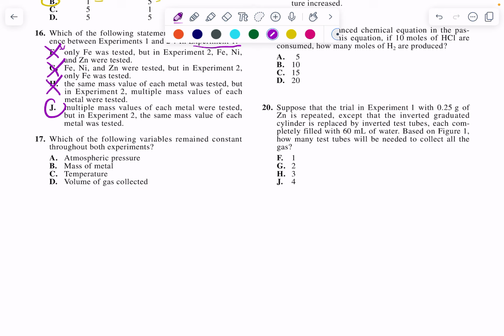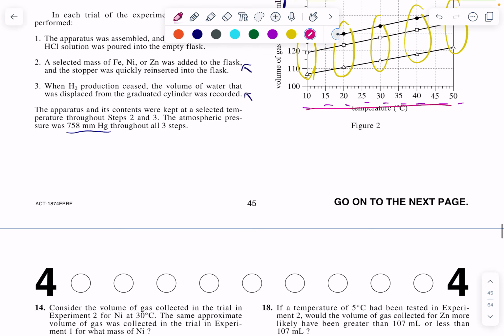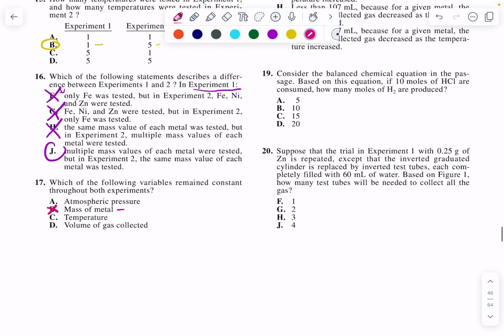Okay, number 17 here. Which of the following variables remained constant throughout both experiments? Okay, now this one I can do just from looking at stuff. The mass of the metal we just said changes in experiment 1, right? They're changing the mass, so the mass isn't always the same. Now experiment 2 is testing the temperature, right? The temperature is changing in that one, so it's not temperature. The volume of gas collected changes with each experiment, so it's not that one. The one thing that is constant is the atmospheric pressure.